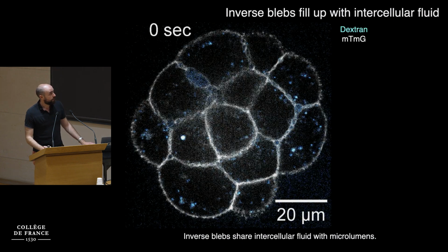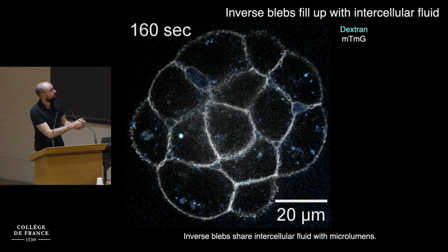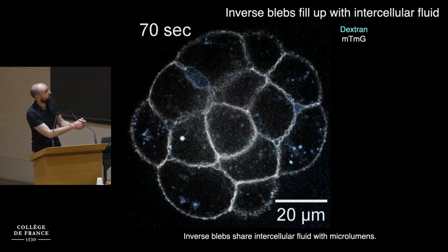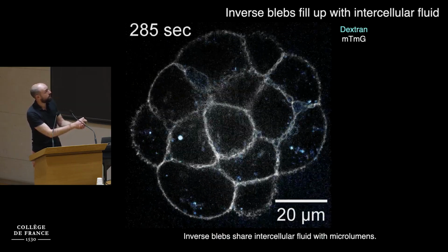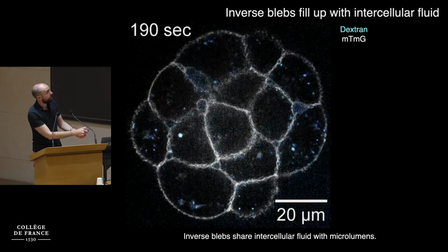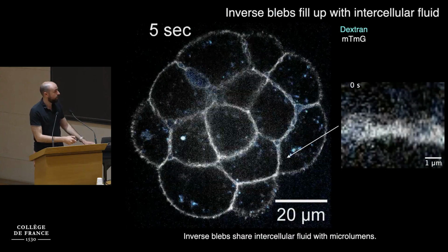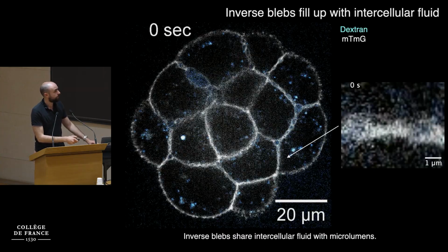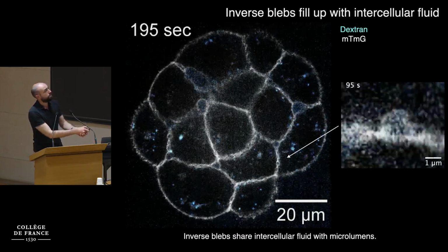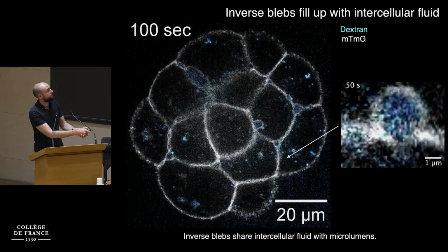To visualize this, we can label the fluid which is trapped between the cells, and here the fluid is labeled in blue. What you see are fluid pockets, like this very large microlumen here, which has a little bit of blue inside, or a small one here. And sometimes you see those transient structures which fill up with the fluid. And so this is one such inverse bleb.